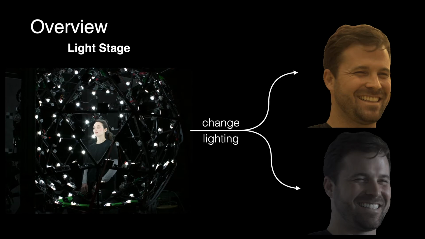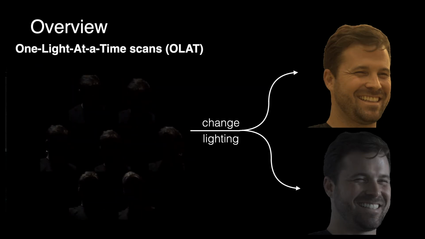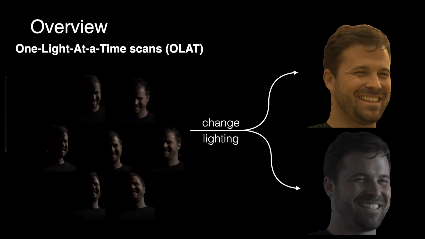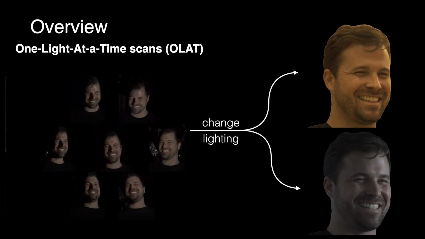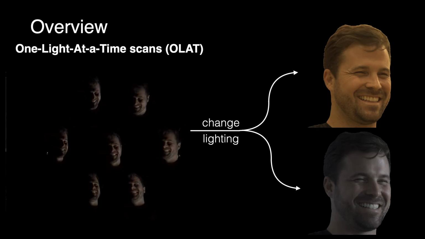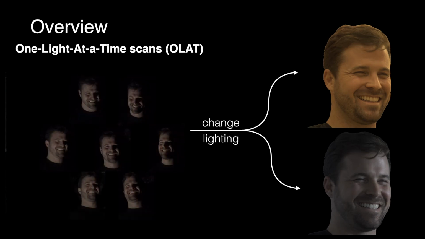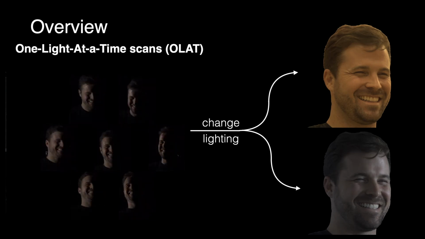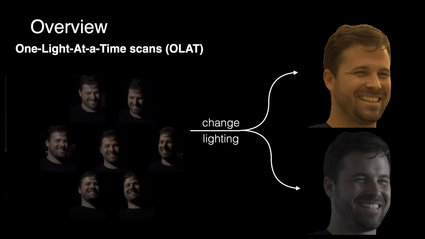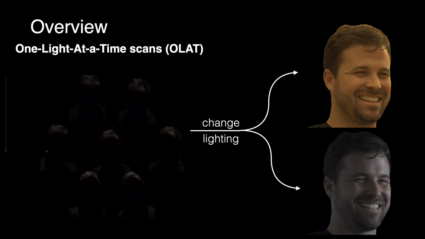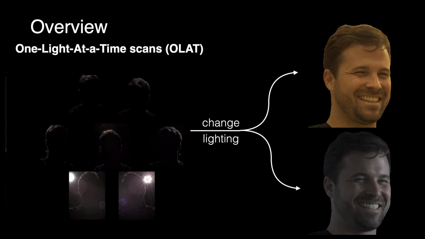LightStage represents an efficient solution for this problem. By programmatically activating and deactivating several LED lights arranged in a sphere while capturing synchronized images, it captures the full reflection field of the subject with hundreds of images within a few seconds. This kind of data is called OLAT data, or one light at a time data, since only one point light is turned on when each image is captured. Because light is additive, this OLAT scan represents a set of lighting bases. The subject can be relit according to a novel environmental lighting by projecting that environment onto these lighting bases and performing a weighted summation.